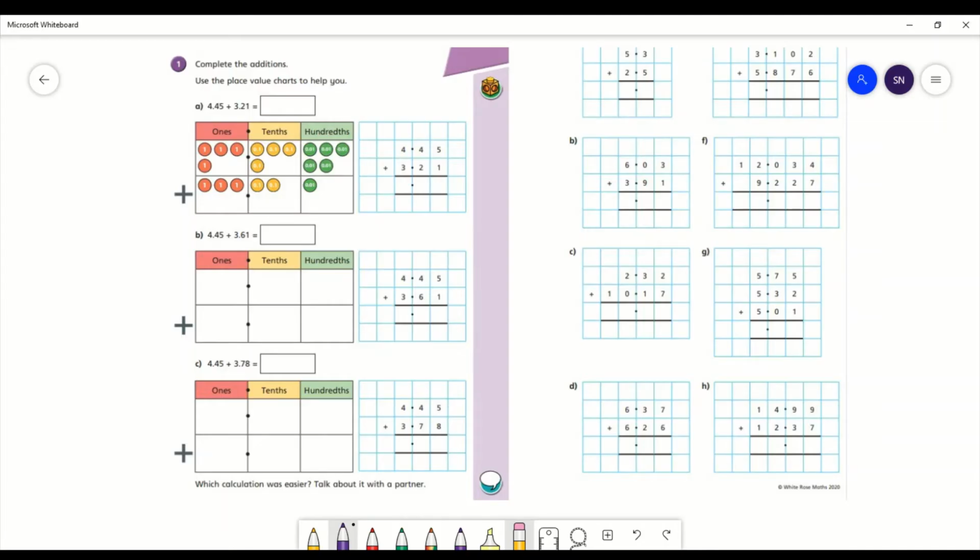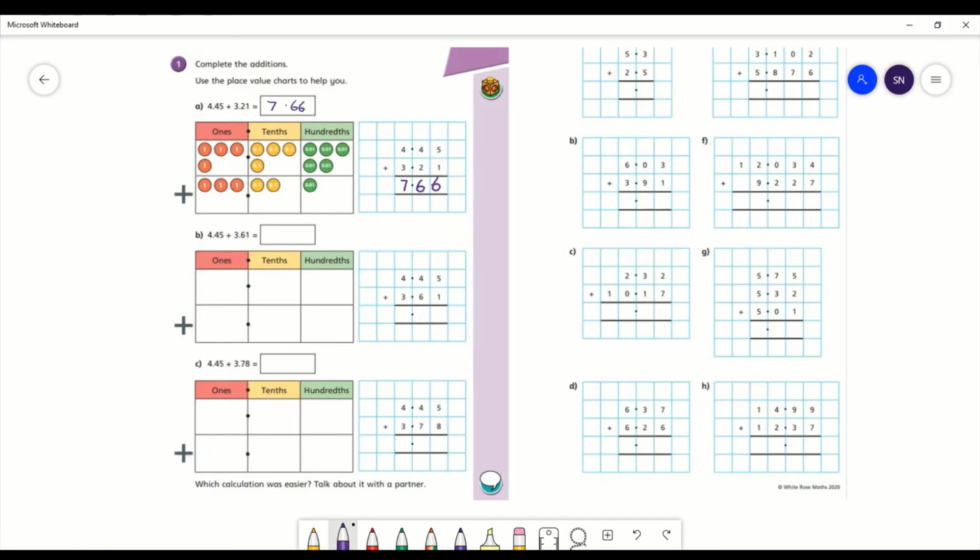Okay, I'm going to start off with the least significant digits, so the hundredths. I've got 5 there, add 1, so 5 add 1 is 6, so the digit goes in there. Here I've got 4 tenths, add 2 tenths, that's 6 tenths. Here I've got 4 ones and 3 ones, so 4 add 3 is 7. So the first answer is 7.66.